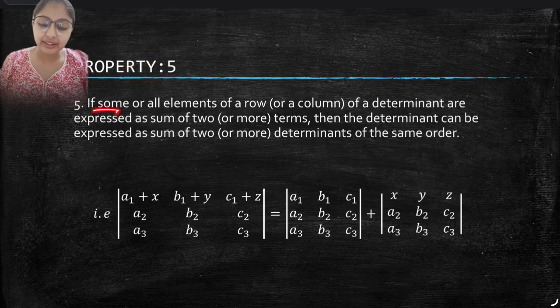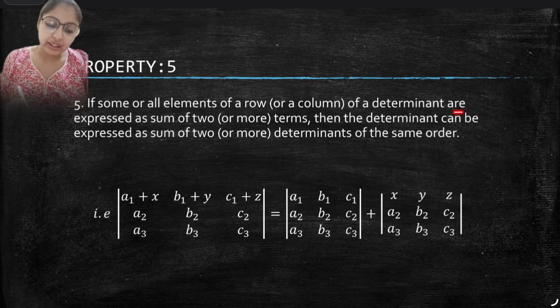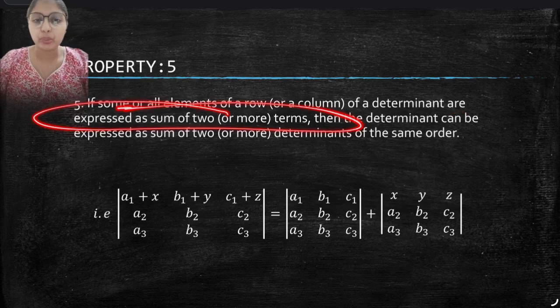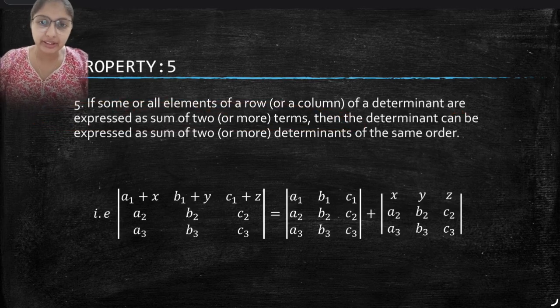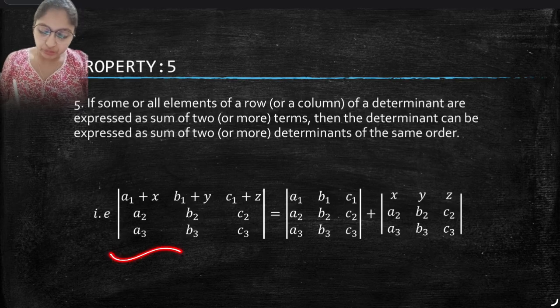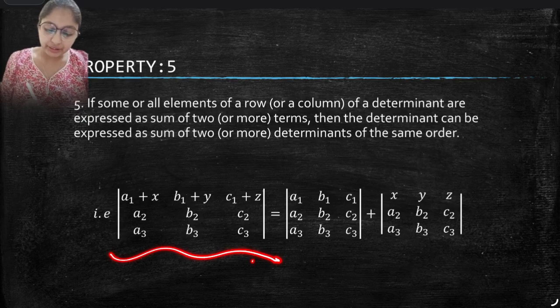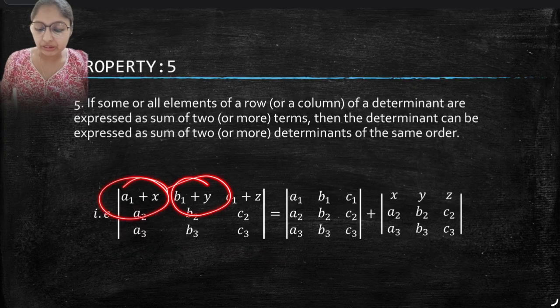Property 5 says that if all elements of a row or a column of the determinant are expressed as a sum of two or more terms, then we can just split that determinant. How will we do it? Suppose we have this determinant. In row 1 we have a sum of two terms: a1 plus x, b1 plus y and c1 plus z. So how can we split it?